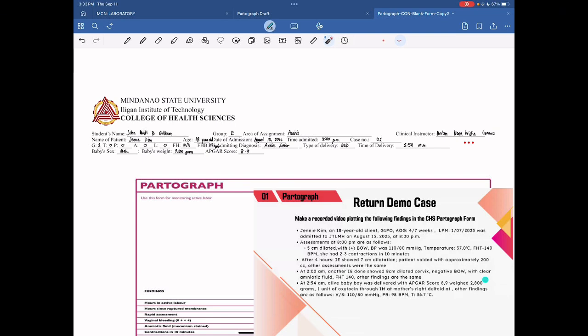The APGAR score indicates the appearance or the color of the baby, the pulse or the heart rate. It also indicates the grimace, not just the reflex irritability or the baby's response to stimulation. The A stands for activity, which is the muscle tone, and then the R is for respiration or the breathing of the baby. So a score of 8 to 9 is very normal and it indicates that the baby is in an ideal and good condition.